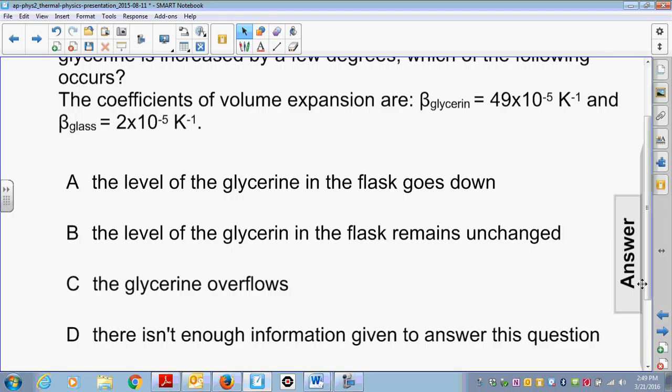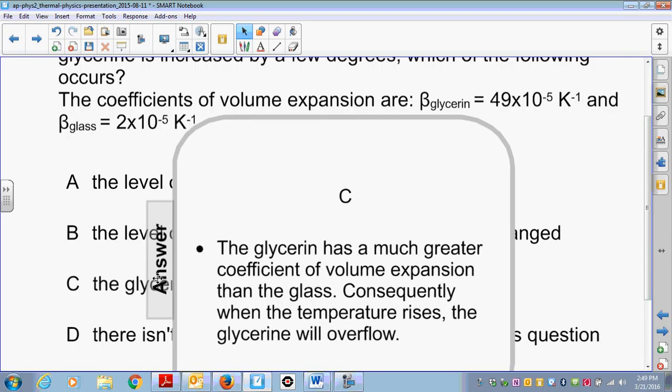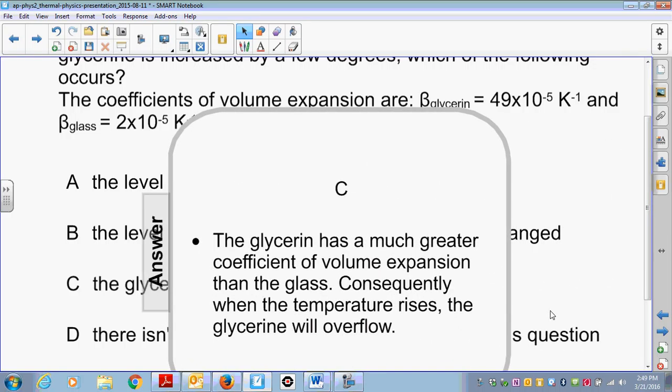Okay, so let's see if you chose the correct answer. The correct answer is C. The glycerin has a much greater coefficient of volume expansion than the glass. So consequently, as the temperature rises, the glycerin will overflow.